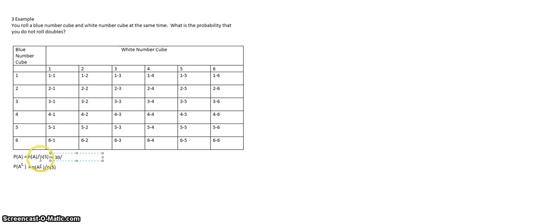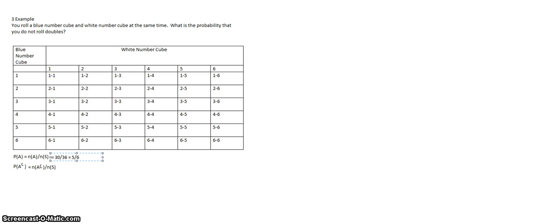And then I'm going to divide that by the number that's in my entire set. So in this entire thing, I have 36 chances, or 36 different ways that I can roll. The way I found that is I counted every single one of these boxes, from 1-1 all the way through 6-6. So 30 divided by 36. And if I simplify that, I am going to get 5 divided by 6. So that is the probability of not rolling doubles.